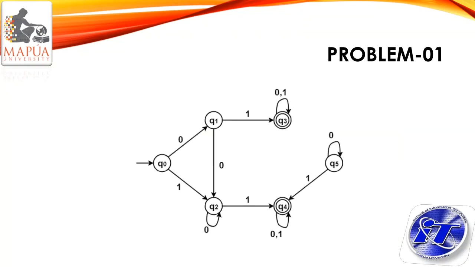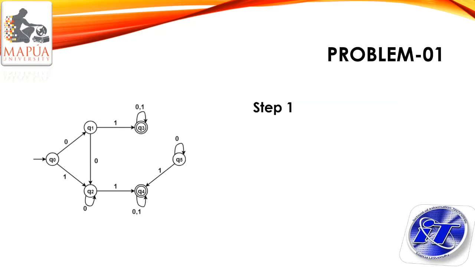So now we have 6 states: 2 final states and 4 non-final states. Let's start with step 1. Do we have a trap state? None. Unreachable state? Yes, Q5, wherein Q0 cannot reach Q5 because there's no path. So therefore, Q5 should be removed.